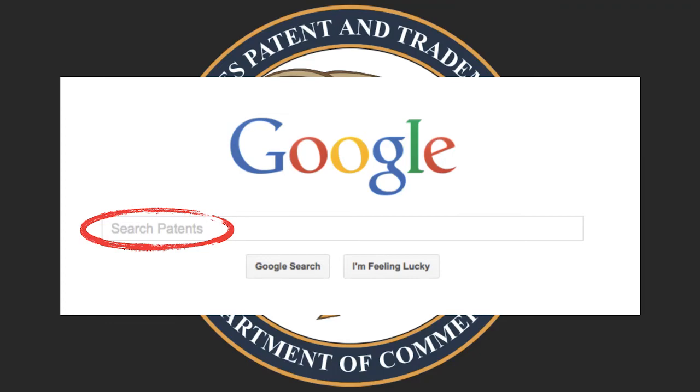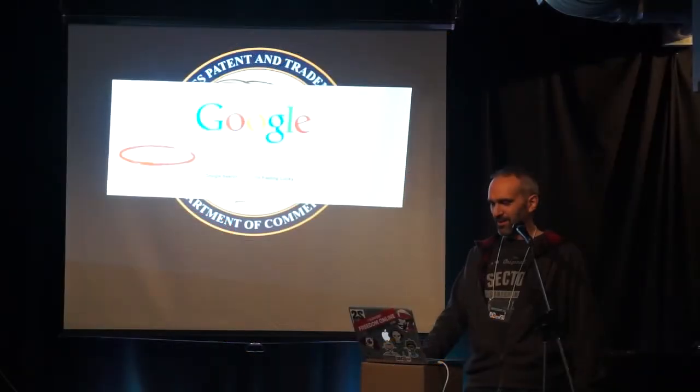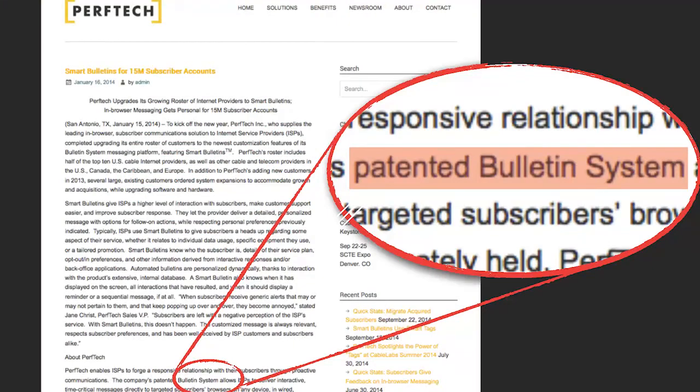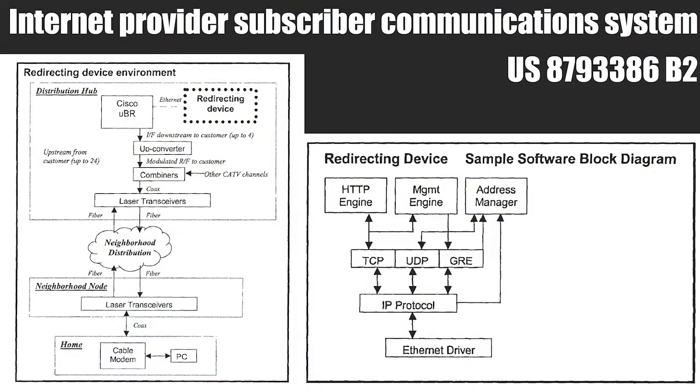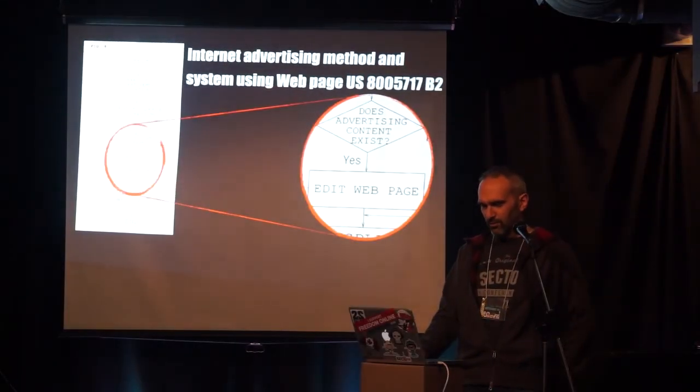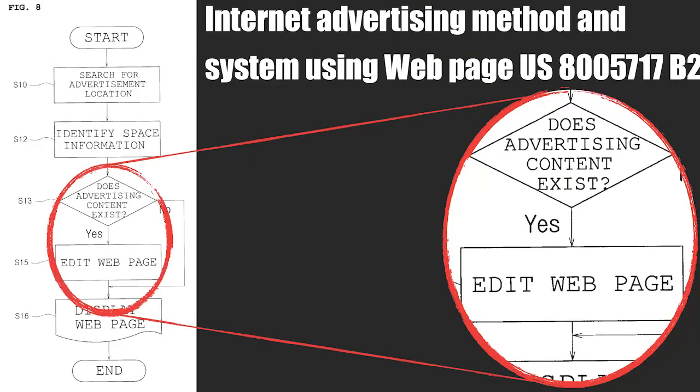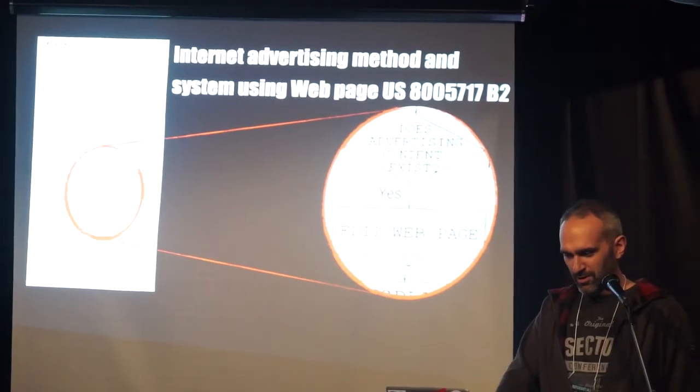I went back to the manufacturer's site, and I thought, what information could I get? Well, I could get the information that they patent the bulletin system. That's the name of the system that does the injection. So that's good. So we hit Google, and we can go and look, and we can see what sort of patents they have. Here's one for injecting things into consumer routers, or TCP streams in consumer router networks. Here's one that worries me slightly more, because this is part of their ad network. But this isn't just injecting ads. If you look at that, does advertising content exist? Yes, then edit web page. I think that's called stealing ads and switching ads out for your own content.